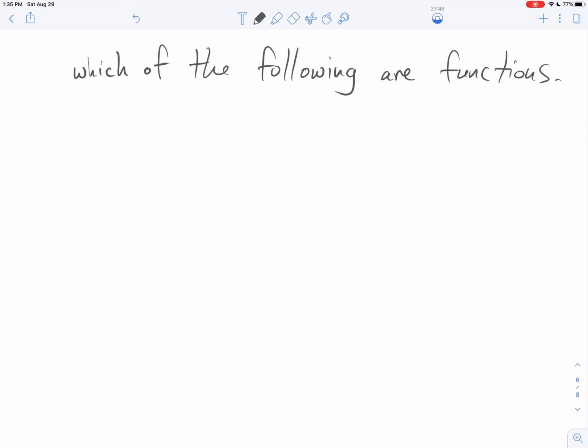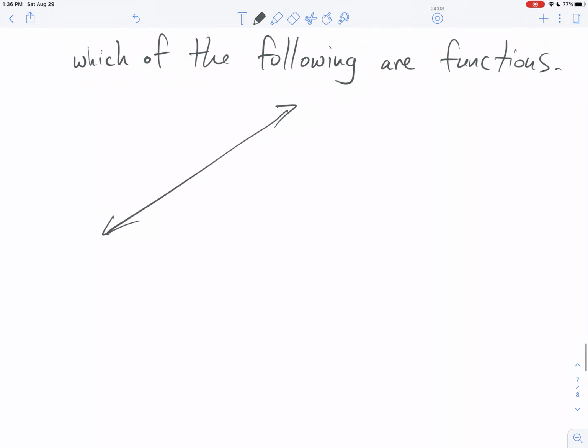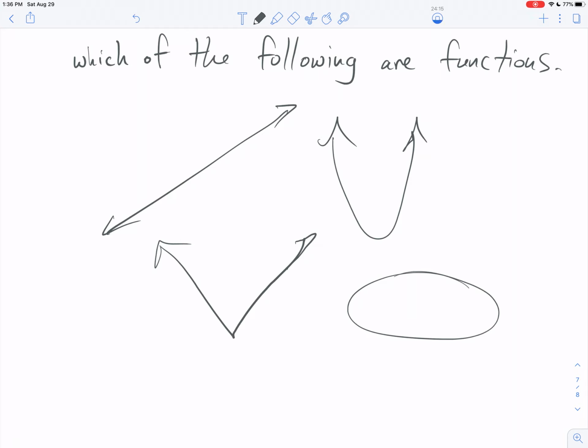Now, here's the thing. I didn't want to get into the definition of this yet. I wanted to wait until I showed you how to do this and then talk about it. Not everything in math is a function. Lines are functions. I could draw a line. Bam. Lines are functions. Parabolas are functions. Absolute values are functions. Circles, ellipses, ovals are not functions.